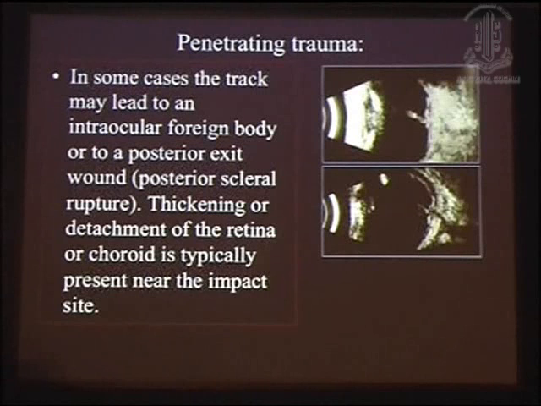In case of penetrating injury, you can look for the vitreous tract starting from the penetrating area. In some cases, the tract may lead to an intraocular foreign body or to a posterior exit wound, and thickening or detachment of the retina or choroid is typically present near the impacted site. Here you can see the vitreous tract, along with some focal retinal detachment. And here you can see the attachment of the vitreous traction over the retinal area, over the scleral rupture area.